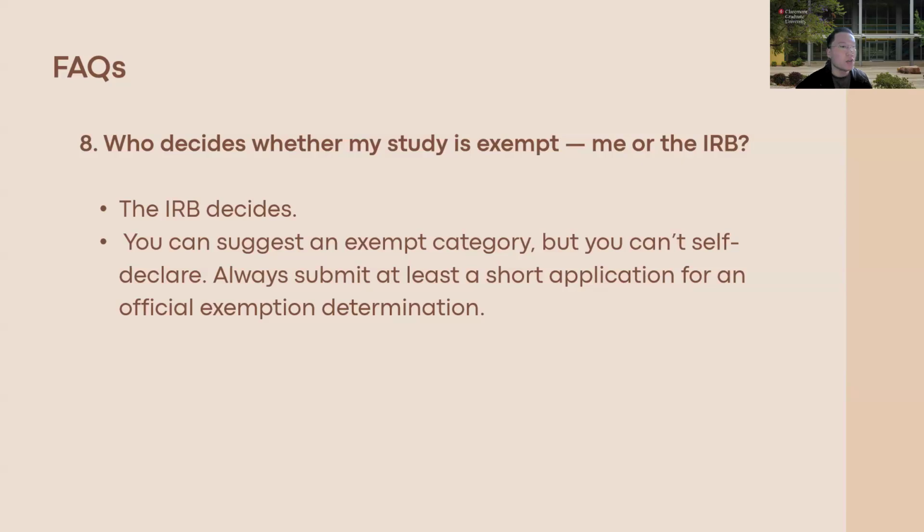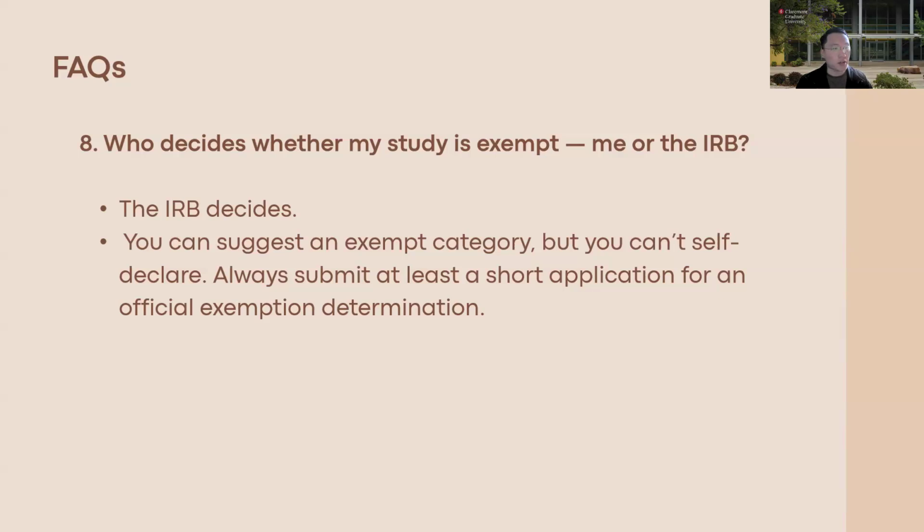The last question is, who decides whether my study is exempt, me or the IRB? Sometimes I feel like people are confident that their research should be exempt so that they don't need an IRB, but that's not the case. The IRB should be the one to decide which level of review each research is. You can suggest an exempt category, but you can't self-declare. So always make sure you submit at least a short application for an official exemption determination.